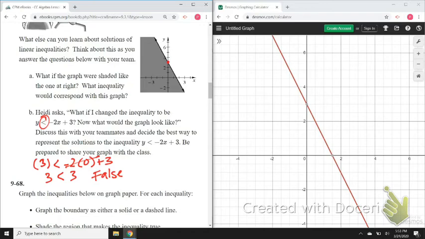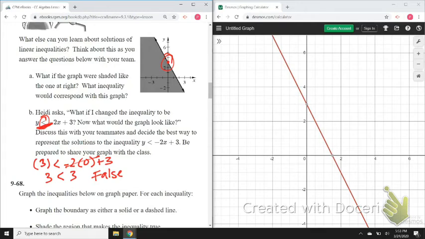So that means the point that we tested right there is not a good solution, not a good point. It's not part of the solution because 3 is not less than 3. So if it's now on the line, it is no longer a solution because we said y is less than, emphasis on less than, negative 2x plus 3.